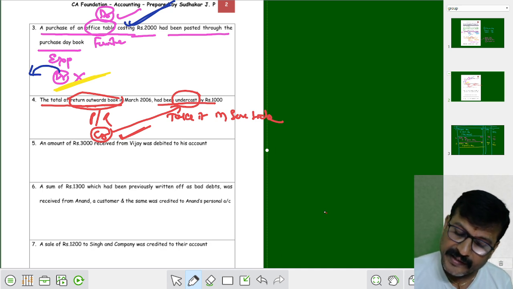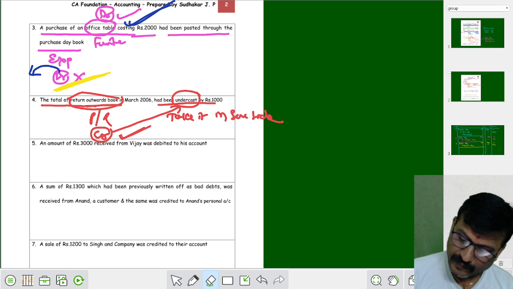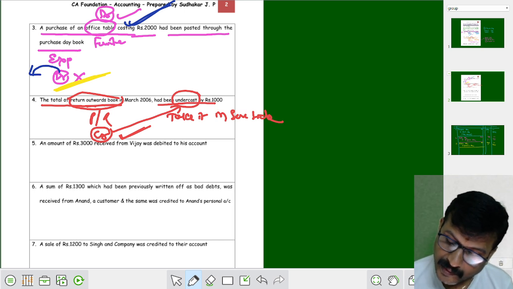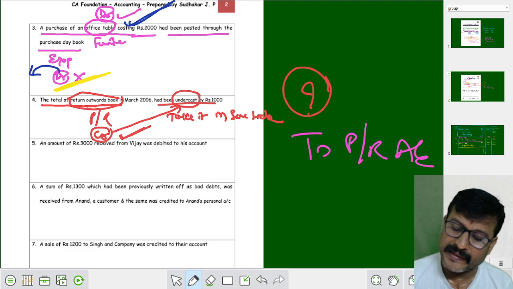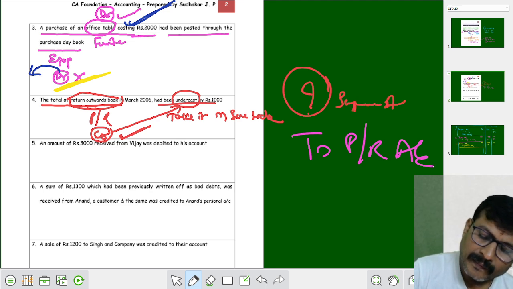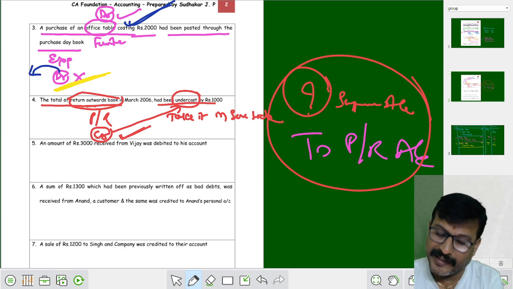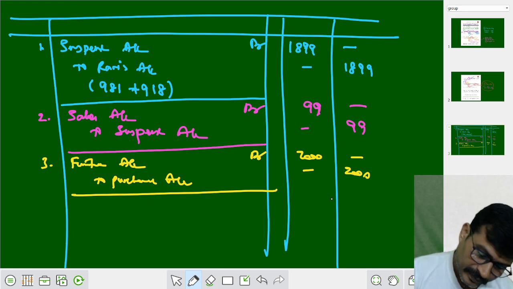So what to write on the credit side? We have to write on the credit side to purchase returns account. Tell me what to write on the debit side. On the debit side, we have to write suspense account. Now, what is the journal entry? Suspense account debit to purchase returns account, called return outwards account, with an amount of rupees how much? 1000. That is entry number 4.